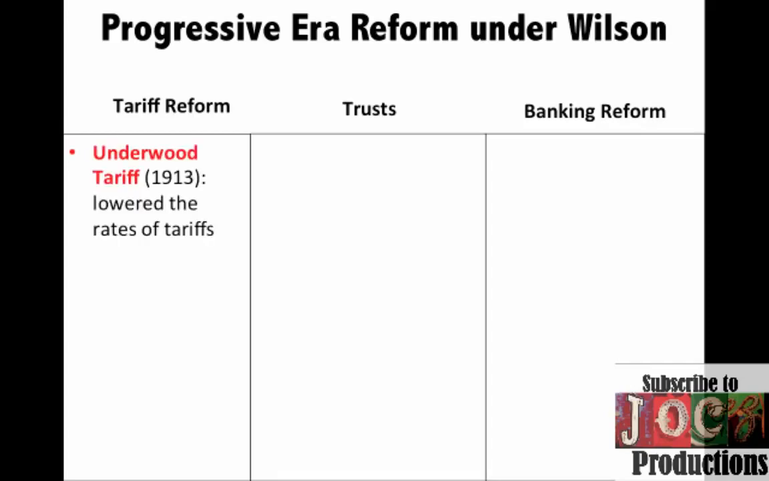Tariff reform, the Underwood Tariff, is passed in 1913, which lowered the rates of tariffs. It's the first major tariff reduction in 50 years, so this is a big win for those people who did not like high tariffs, like farmers, for instance.